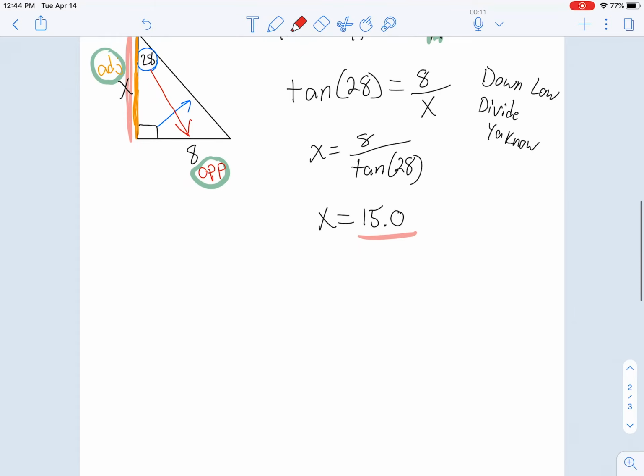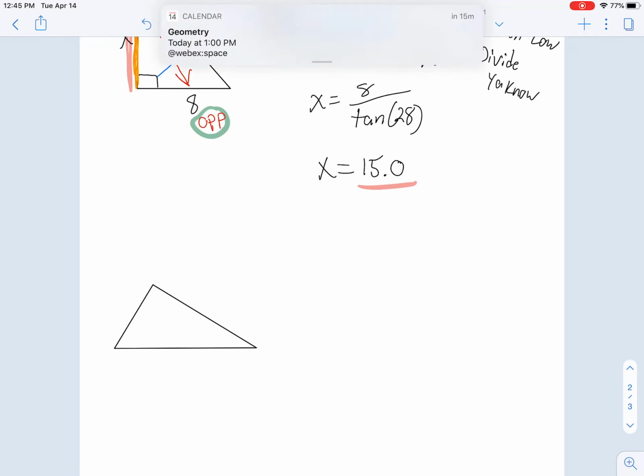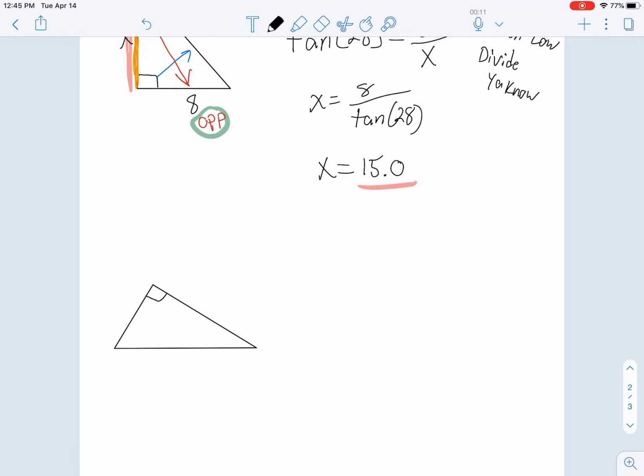Let's do this guy. Alright, let's draw a triangle that looks like this. Okay, so I have a triangle that looks like this with a right angle right here. Okay, with 19 here, 4 here, and x here. Don't get confused, it's not like the other one we did.